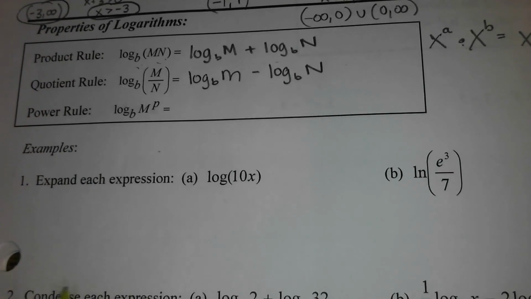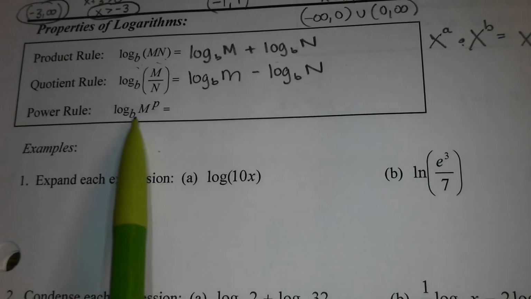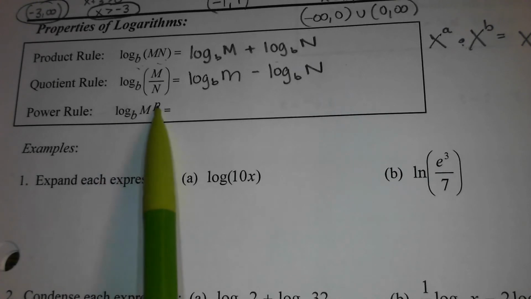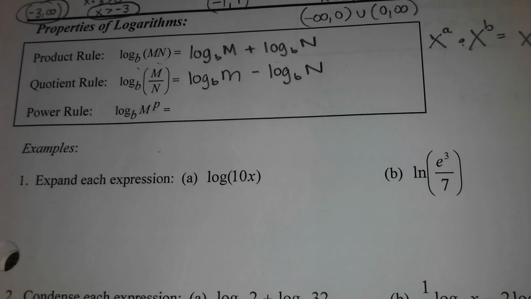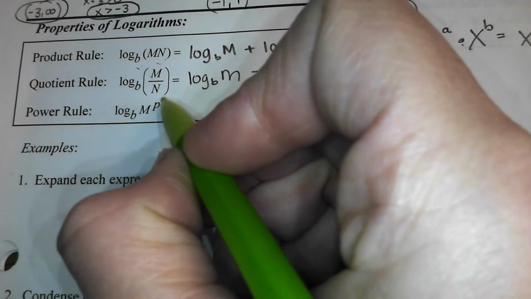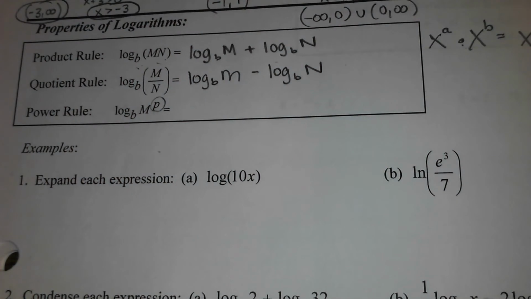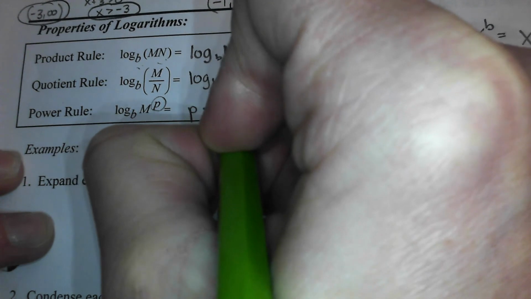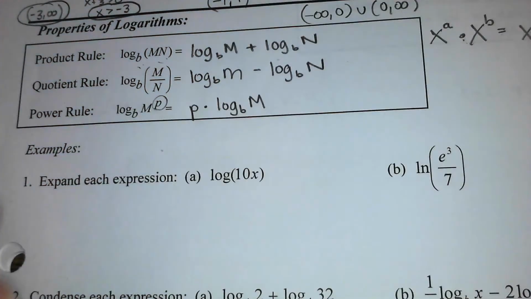And then this is the biggie. This is the one that's probably the most useful. If you're taking the log of something that's raised to a power, anybody remember what happens? Specifically with this power? Goes in front. Goes out in front, yep. So P times log base B of M.